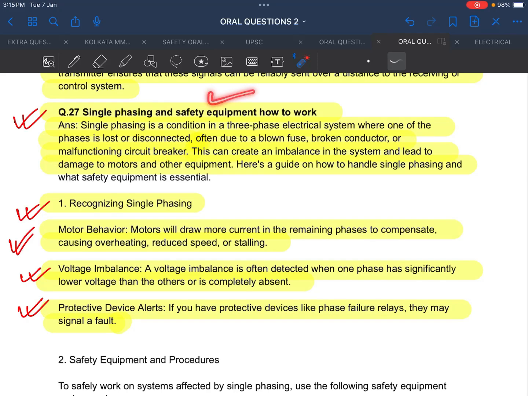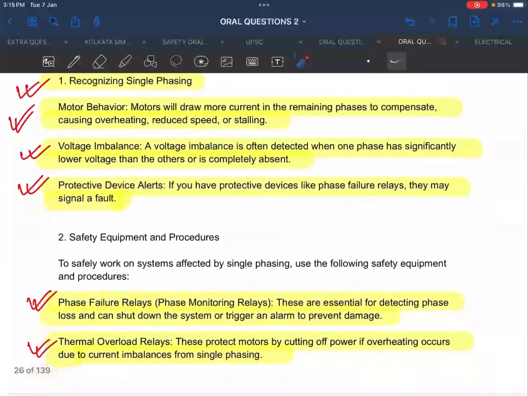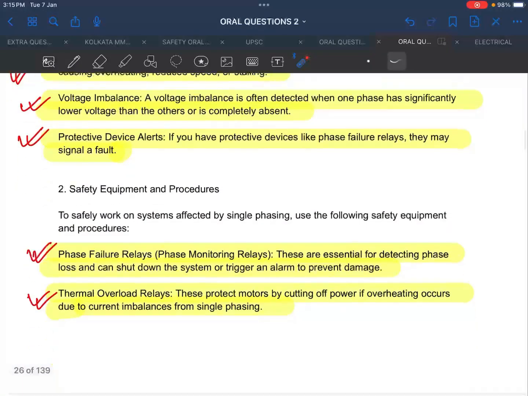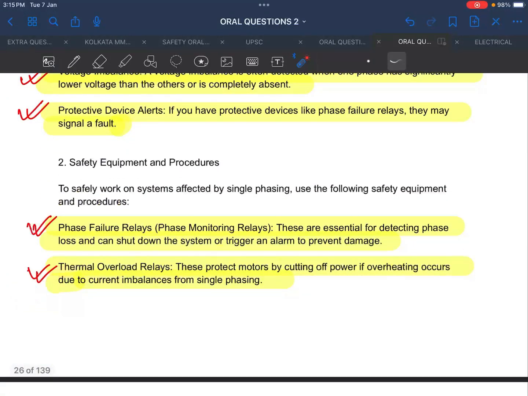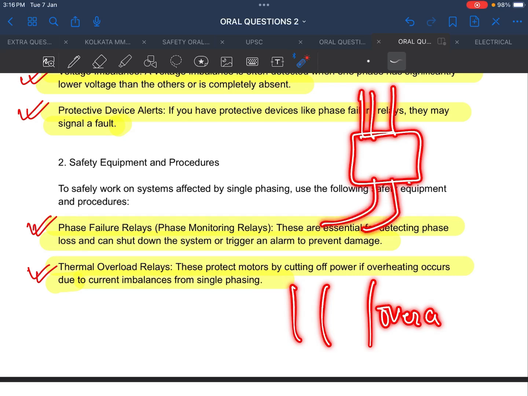And what are the safety equipments we are covering for single phasing? There are different types of protective devices we are using. Generally the thermal overload relay is the most common we are using, because it always senses any current imbalance in the circuit. Overcurrent relay is better. You see, this wire is coming to the input of the overcurrent relay, then it goes to the circuit.